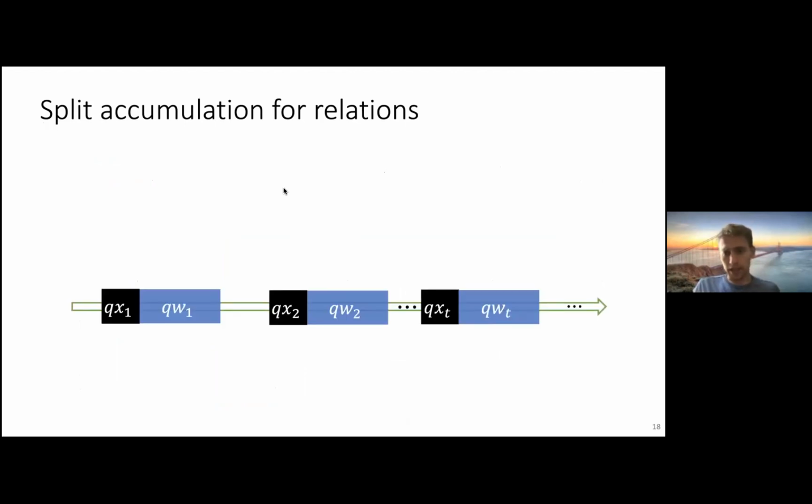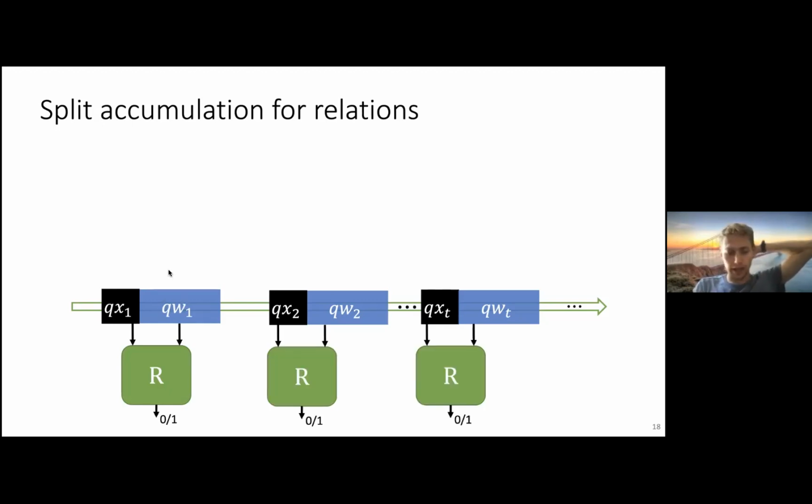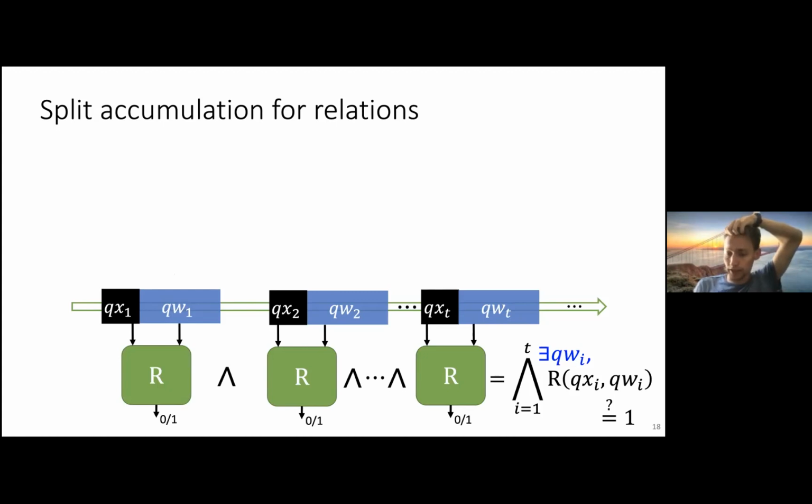Well, what we want to do is create an accumulation scheme for a relation. So it's not just for a predicate anymore, but a relation which takes as input an instance, here written as QX, and a witness, written as QW. And what I want to show is that witnesses exist. So the statement that I want to prove is that there exist witnesses QWI such that all of these relations are accepting.